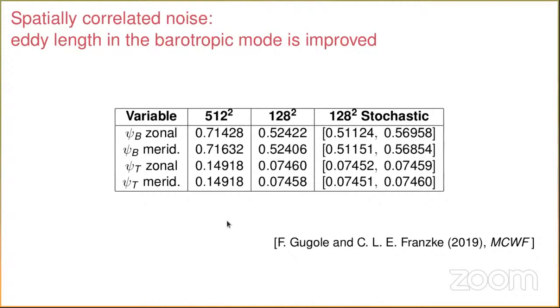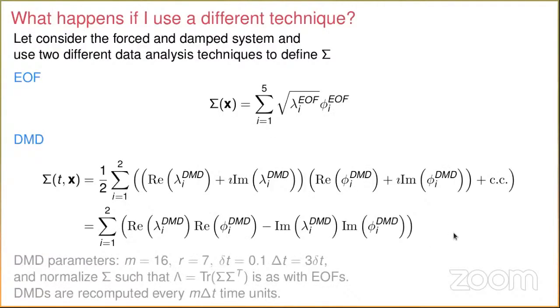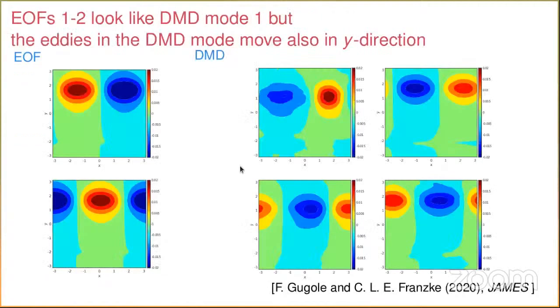So that's an increase, but who said that I used the optimal structure for the noise? I could have used more EOF or maybe something else. To answer this question, we can see results of the forced and damped system, where sigma is either defined as a linear combination of the first 5 EOF, weighted by the square root of their corresponding eigenvalues, or as a linear combination of the first 2 DMD modes, also in this case weighted by the corresponding eigenvalues.